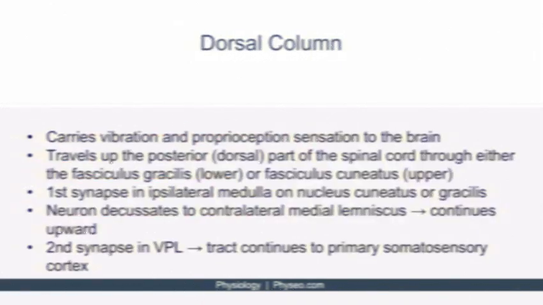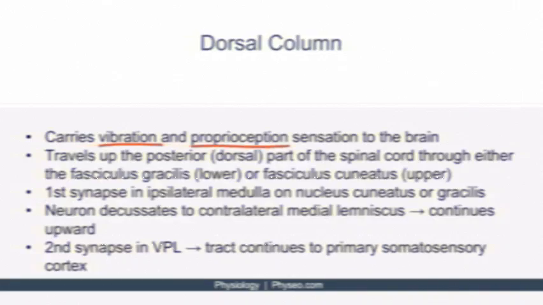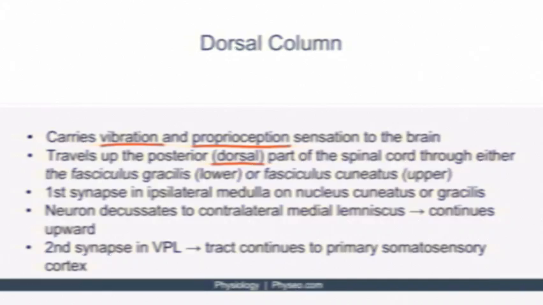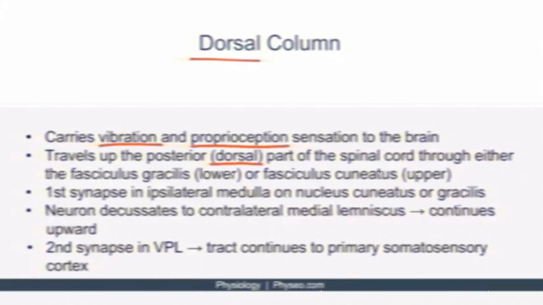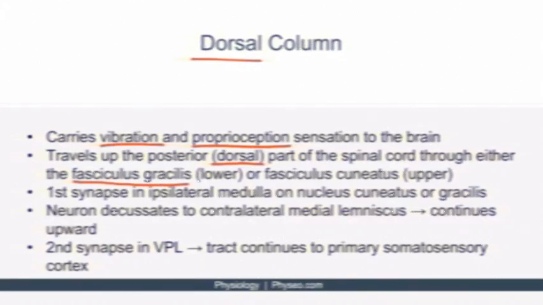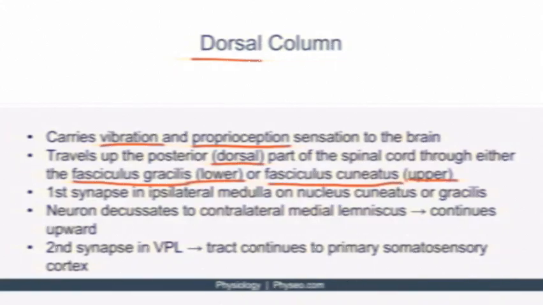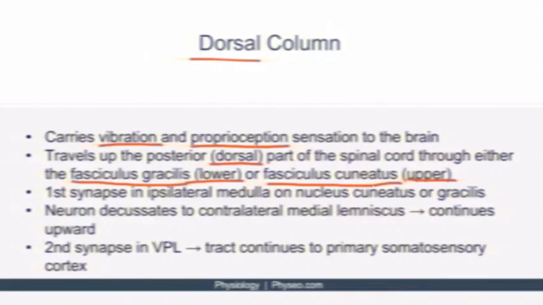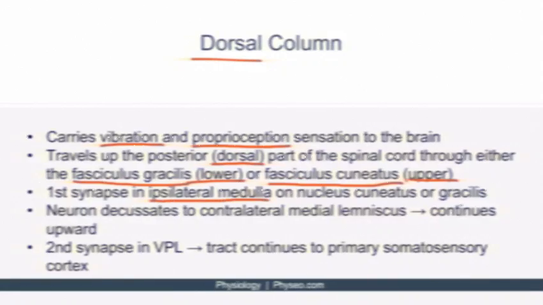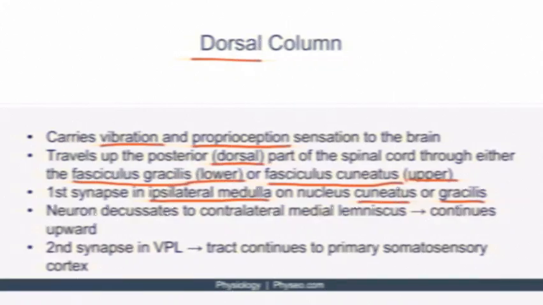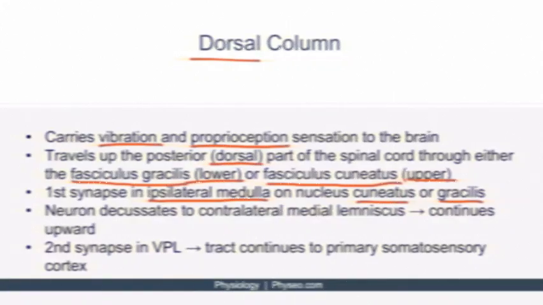The dorsal column carries vibration and proprioception to the brain. It travels up the posterior or dorsal part of the spinal cord, hence the name dorsal column. And it'll travel through either the fasciculus gracilis, which is for the lower extremities, or the fasciculus cuneatus for the upper extremities. Now the first synapse occurs in the ipsilateral medulla on the nucleus cuneatus or gracilis, depending on whether or not it traveled using the fasciculus cuneatus or the fasciculus gracilis. And we'll show that in a moment.